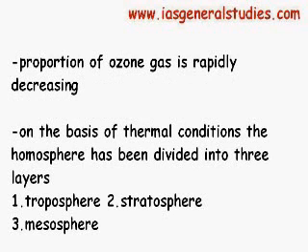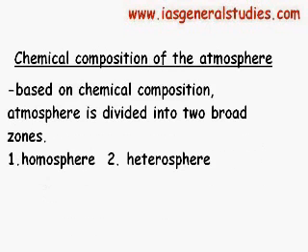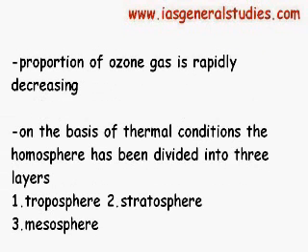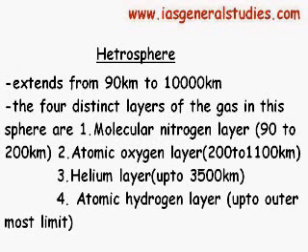On the basis of the thermal condition, the homosphere has been divided into three layers: troposphere, stratosphere, and mesosphere. So it is another way of classification where we say homogeneous and heterogeneous layers, isn't it? Homogeneous on the basis of chemical composition. Homogeneous consists of troposphere, stratosphere, and mesosphere, like we saw before, and the heterosphere extends from 90 to 10,000 kilometer. The four distinct layers of gas in this sphere are the molecular nitrogen layer, 90 to 200, the atomic oxygen layer, 200 to 1100, the helium layer up to 3500 kilometer, and the atomic hydrogen layer up to the outermost limit. So just remember the order: molecular nitrogen layer, then oxygen layer, then helium layer, then atomic hydrogen layer. So nitrogen, oxygen, helium, hydrogen. In this order you can remember from the earth surface to the higher altitude.